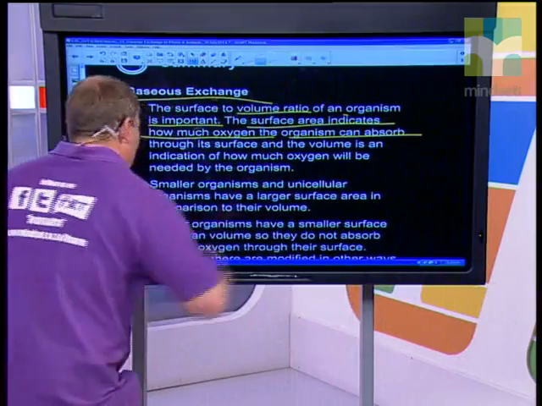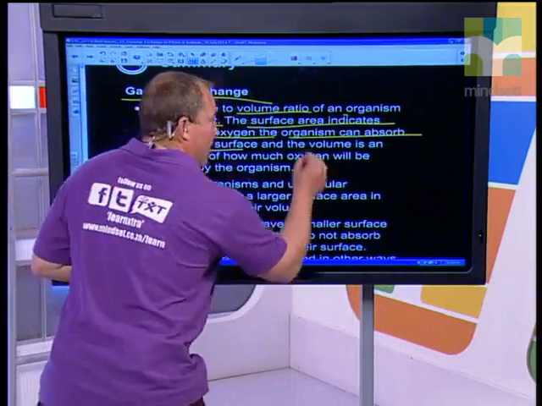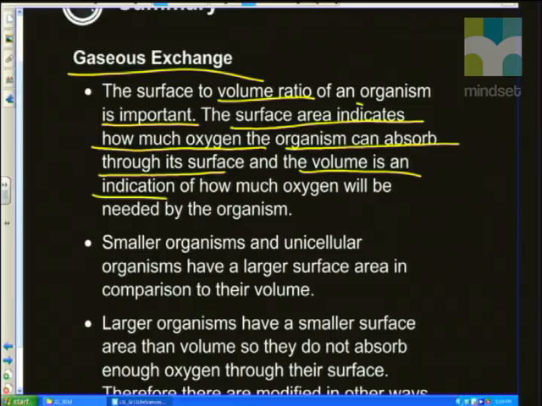Now, the next thing: the volume is an indicator of how much oxygen will be needed by the organism. So in other words, surface area means how much oxygen can be taken in, and volume is how much is needed. Come here. You've got her there nice in front.